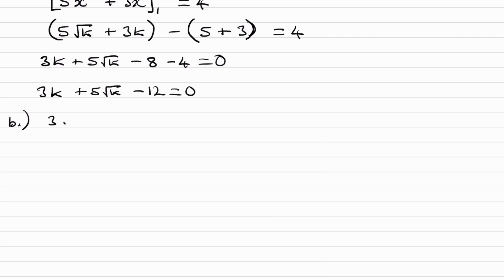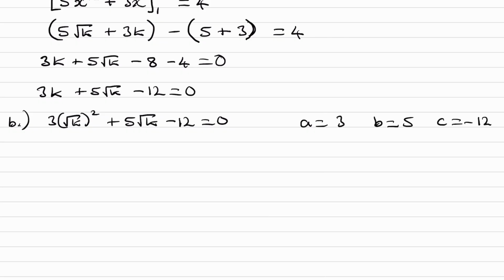I'll rewrite that as 3 times root k squared plus 5 root k minus 12 is 0, because hopefully now you can see that this is a quadratic, where our variable is root k. So if we put that into our calculator, put in a is 3, b is 5, c is minus 12, into our quadratic solver, we end up with two solutions. We end up with root k is equal to 4 over 3, and root k is equal to minus 3. But a square root of something cannot be negative, so root k can't equal minus 3.